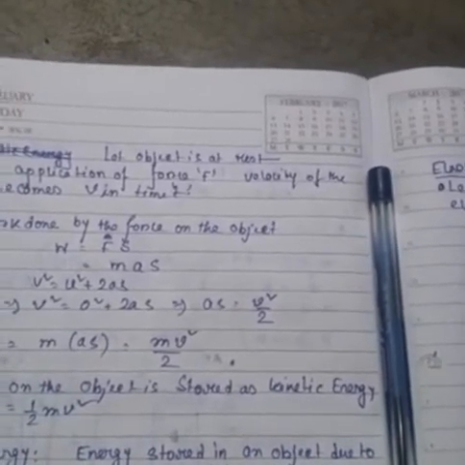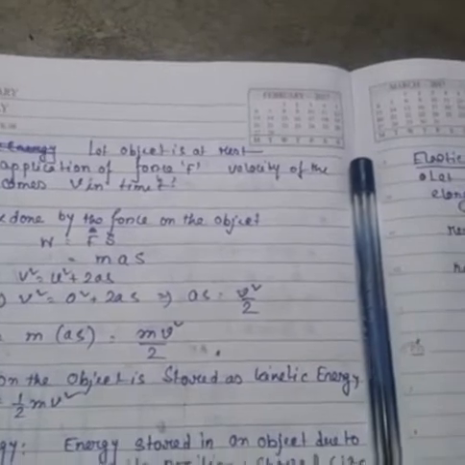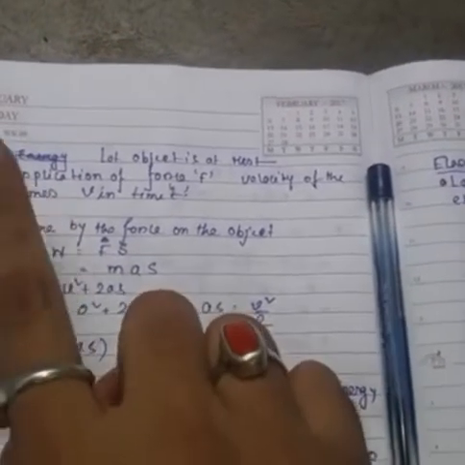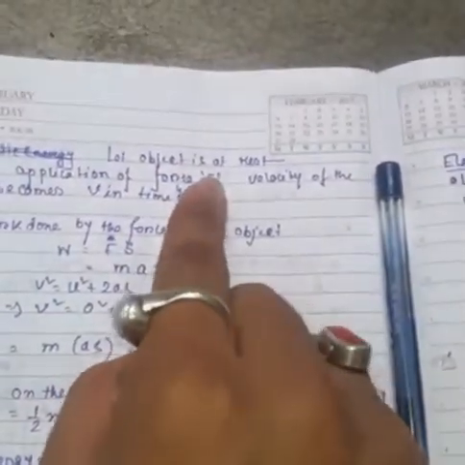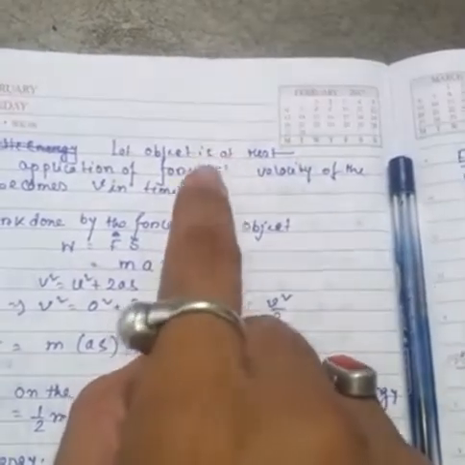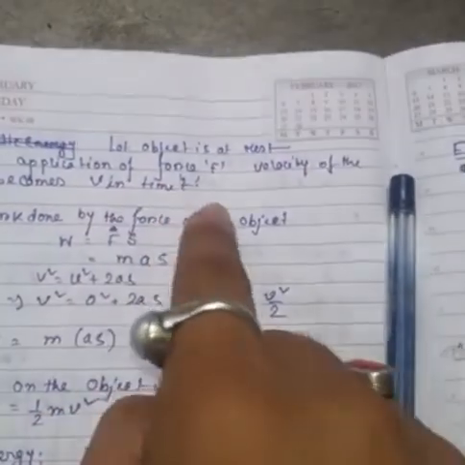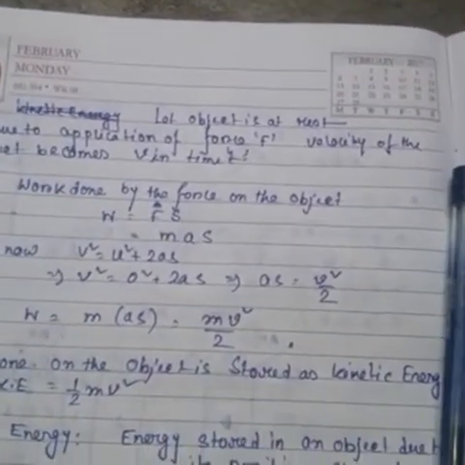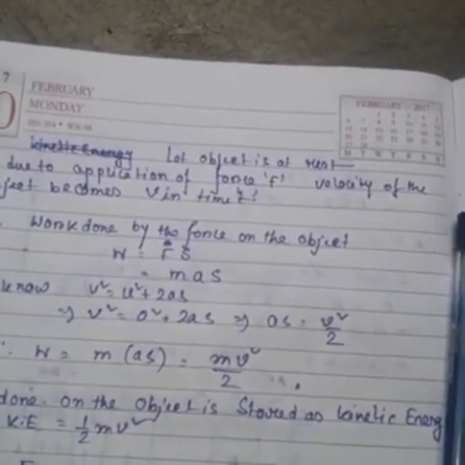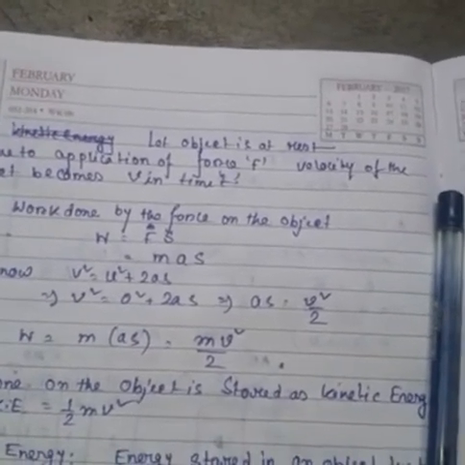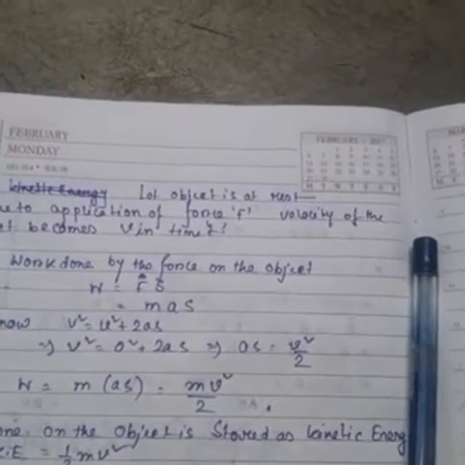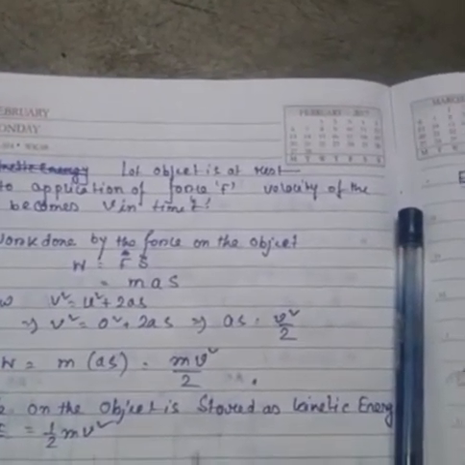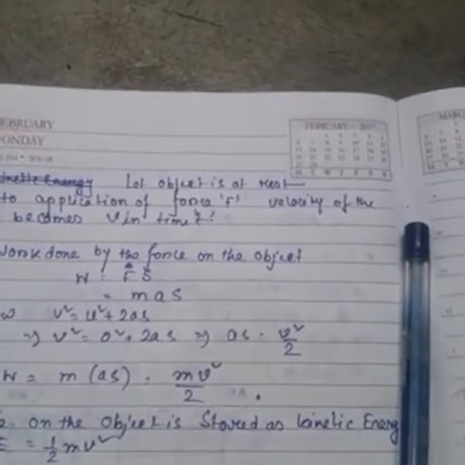The simple reason is there must be a force on the object. So our assumption is the force applied on the object is F, and due to that force the object gets the velocity v after time t. That means the object is under the influence of a force, and after a certain time t it gets a velocity of value v. So that means the object must be displaced due to the application of this force.